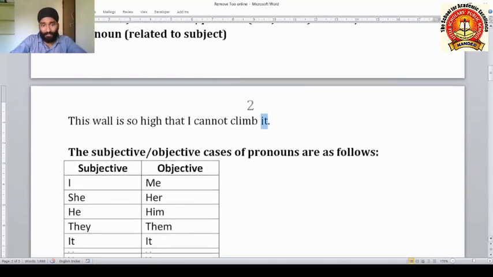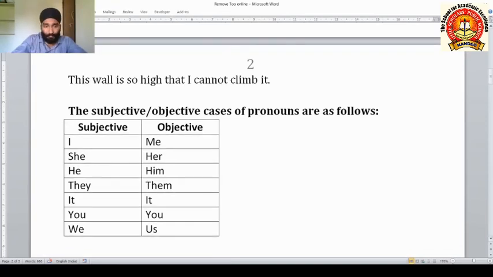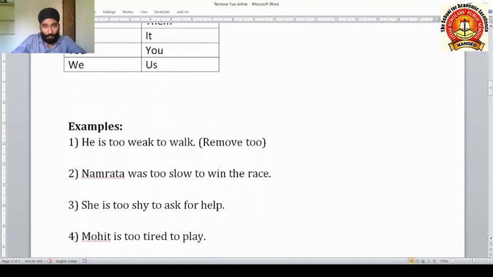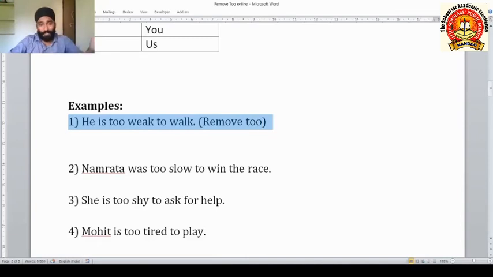See here, I have given a table in which the subjective and objective cases of the pronouns are there. And being students of 9th and 10th standard, you know very well what the subjective and objective cases of the pronouns are. Let us come to the examples, how to solve the sentences. See the first example. He is too weak to walk. Remove "too". Such type of question will come to you in the exam, so they will ask you to remove "too". How to do?